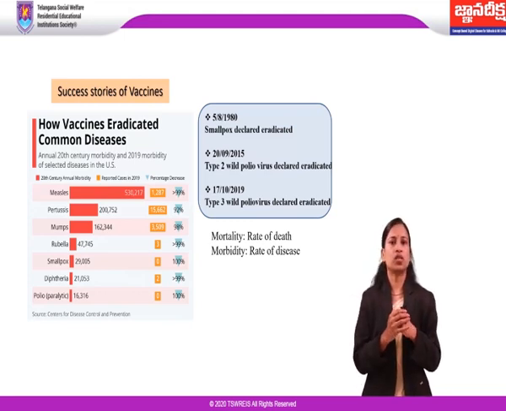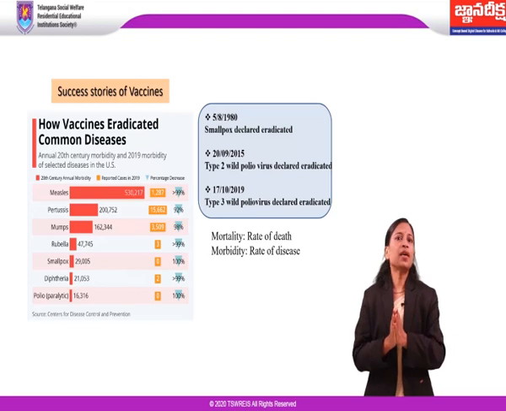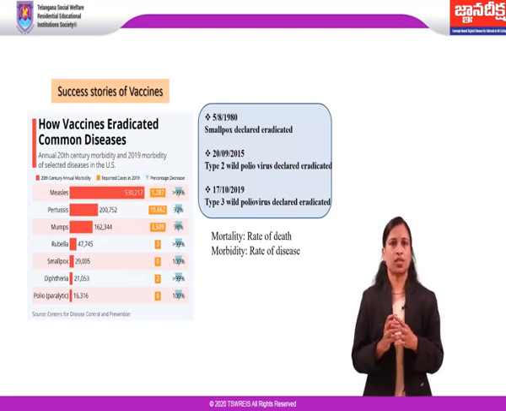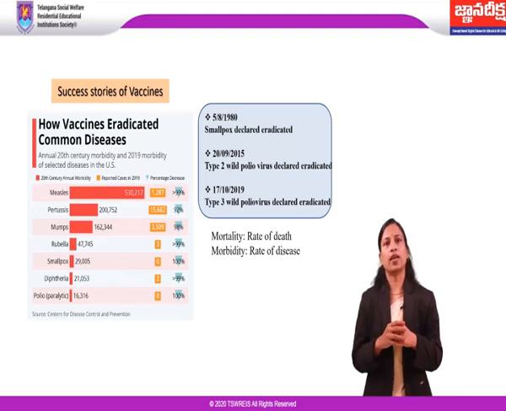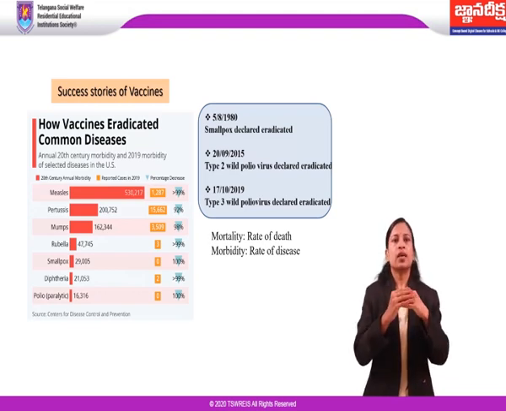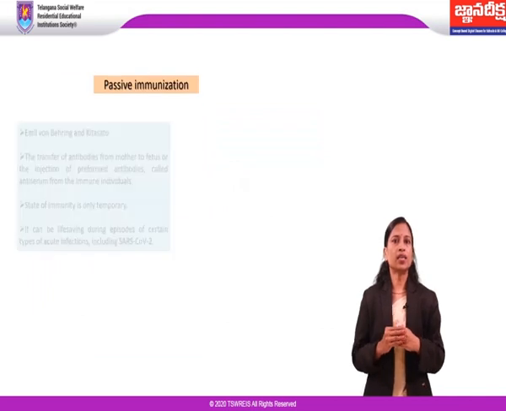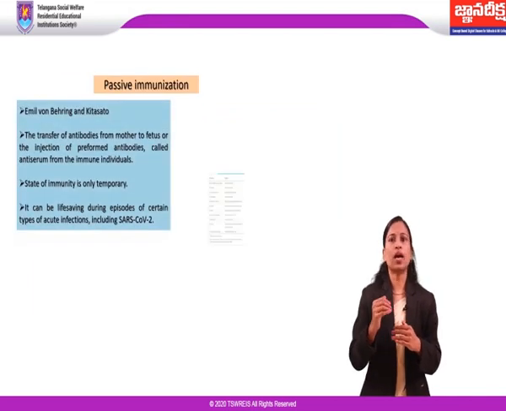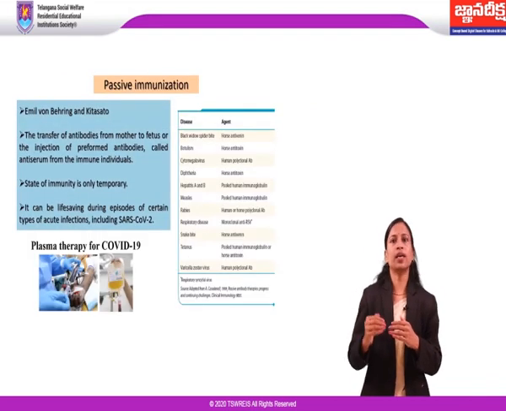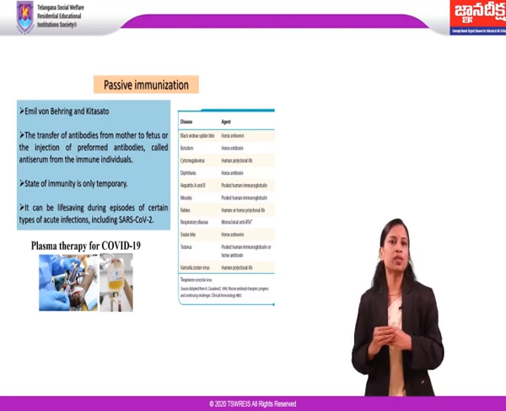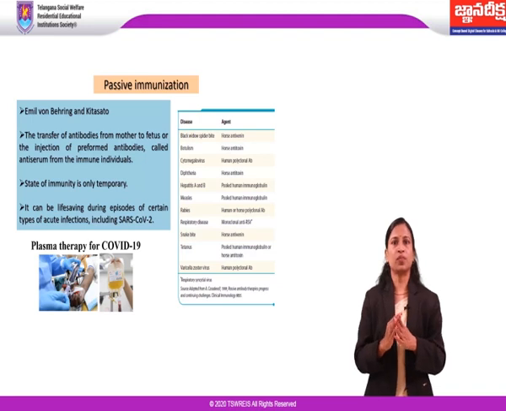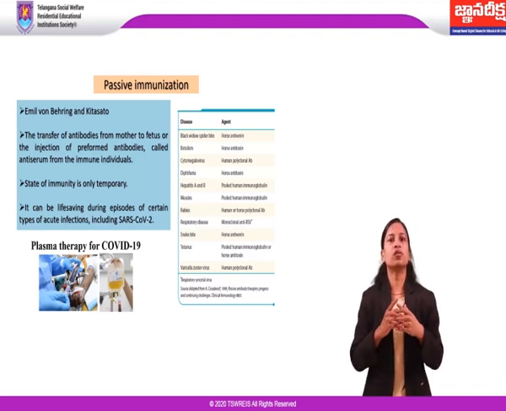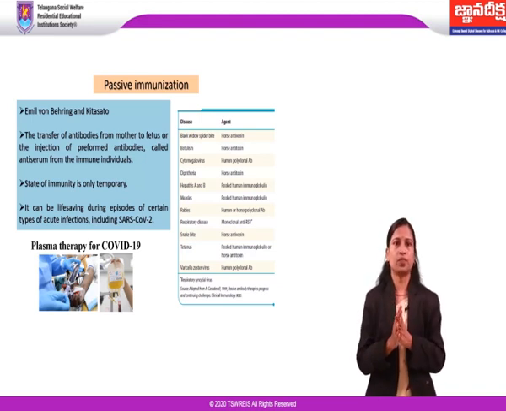Also, you can see in this picture, vaccines have drastically decreased the morbidity of many diseases in the population. As we have discussed in the previous sections, immunization can be achieved by both active and passive immunization. Emil von Behring and Kitasato were the first to show that immunity elicited in one animal can be transferred to another by injecting serum from the first, for which von Behring was awarded the Nobel Prize.